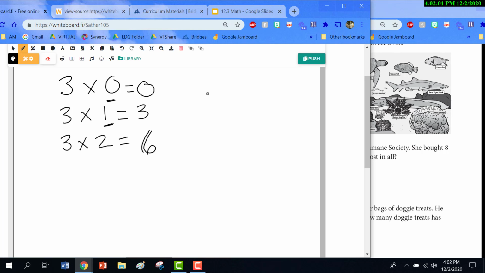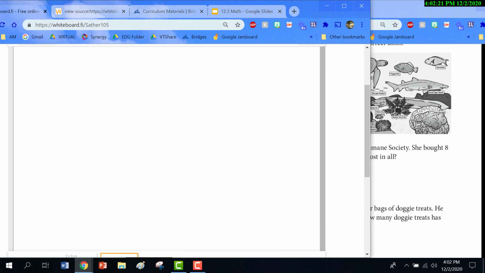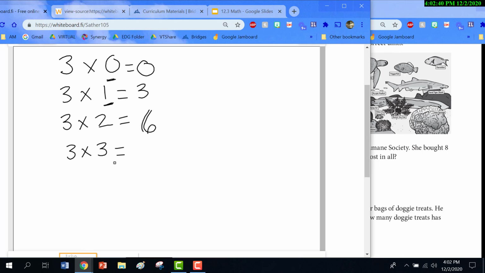Now let's try 3 times 3. I want you to pause the video and see if you can solve that. 3 times 3. Push play when you're ready to go. Okay, so maybe you did 3 rows of 3 like this, and you skip counted them up: 3, 6, 9. Maybe you did 3 circles with 3 in them, but either way you should have got the answer of 9. 3 times 3 is 9. We're going to do one more, and then I'm going to show you a trick to this if you haven't caught on already.